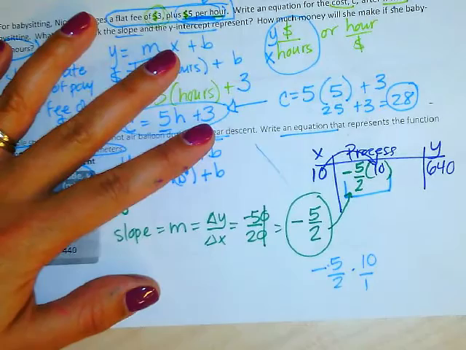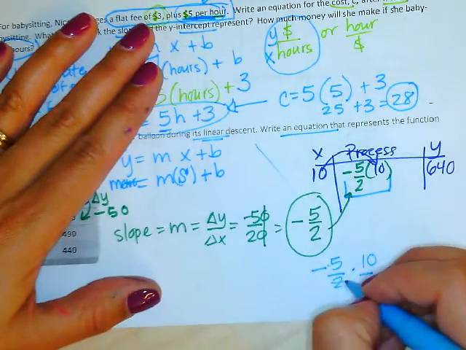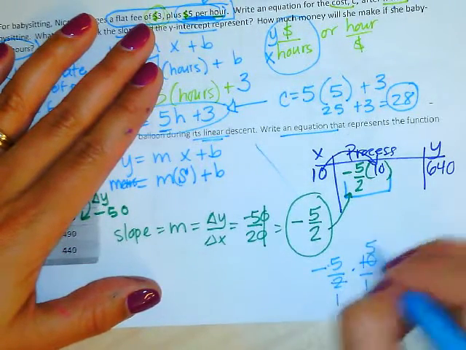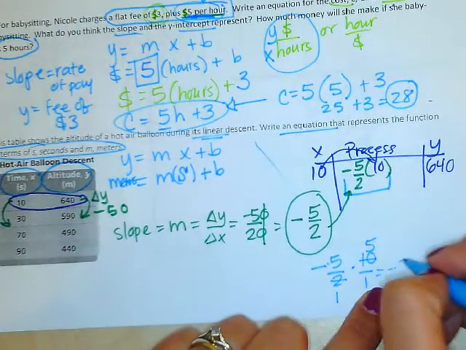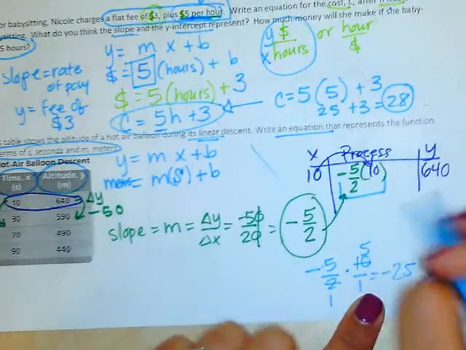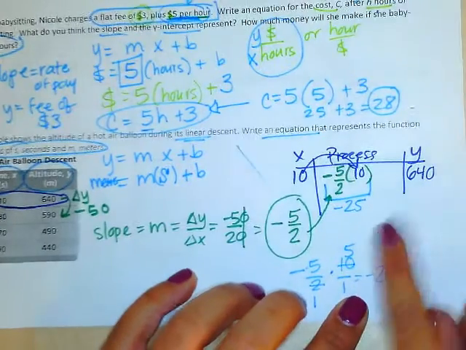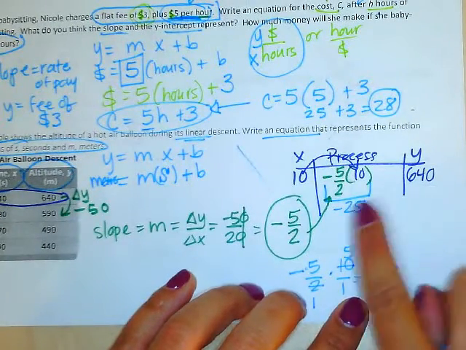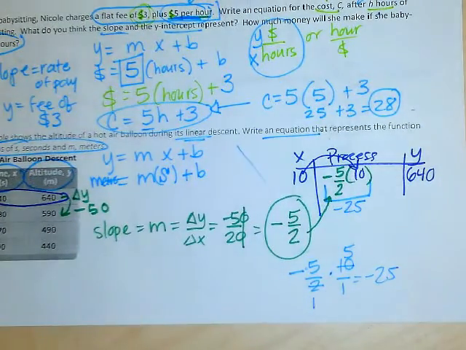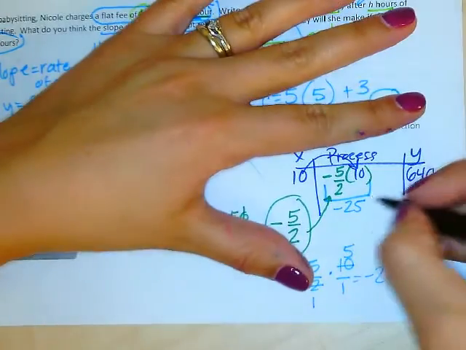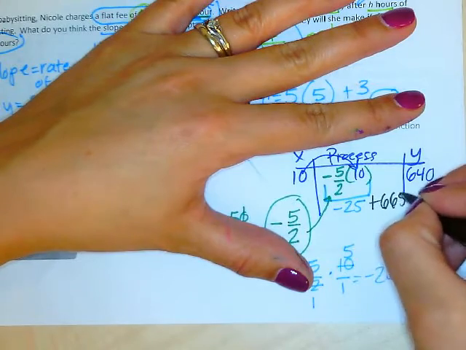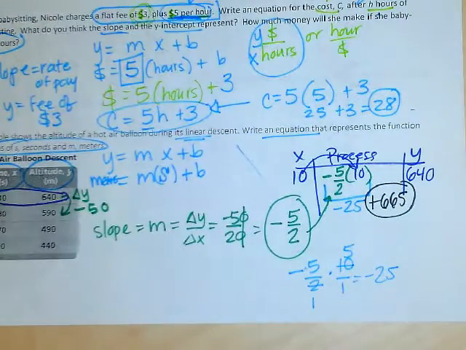Put 10 over 1. Okay, these two cancel out. And 5 times negative 5 is negative 25. So this gives me negative 25. But I need 640. So that means that I need to add or subtract something. So that means that I have to add 665. And that is my b.